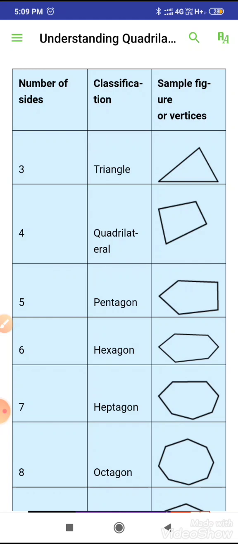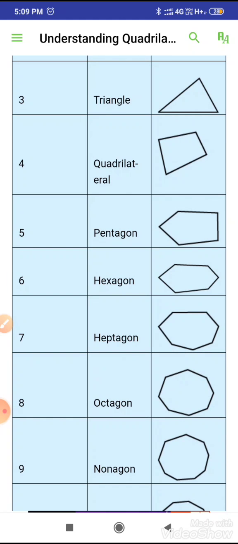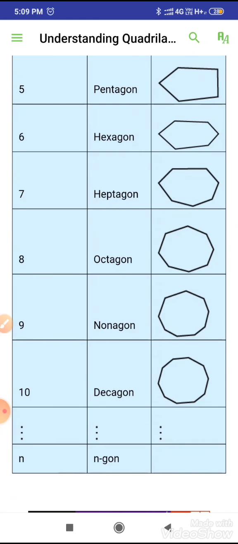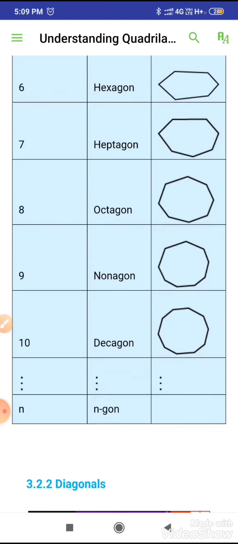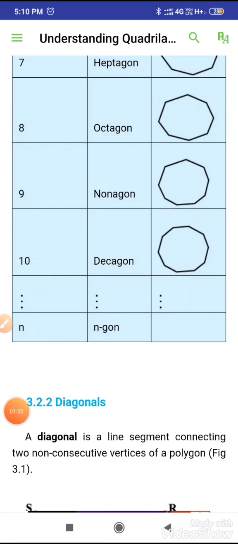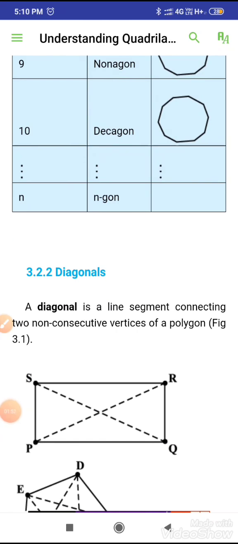A five-sided closed figure is known as a pentagon. Similarly, a six-sided closed figure is known as a hexagon. A seven-sided closed figure is known as a heptagon. An eight-sided closed figure is known as an octagon. A nine-sided closed figure is known as a nonagon, and a 10-sided closed figure is known as a decagon. And this process goes up to infinite sides.